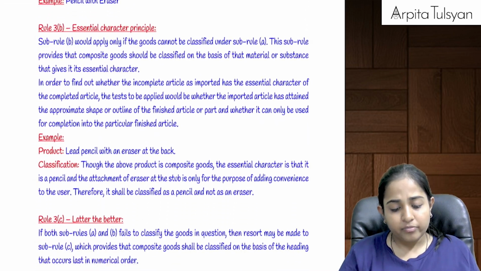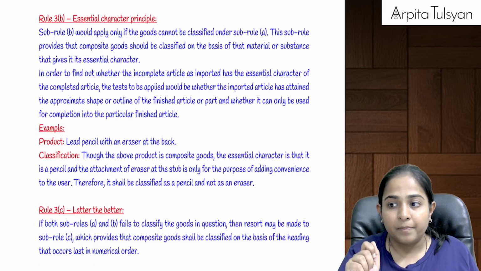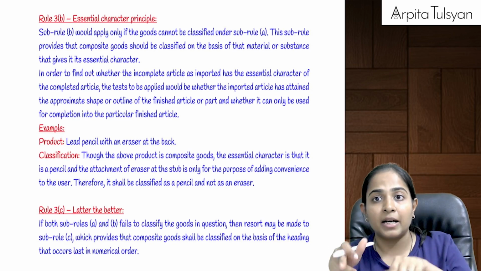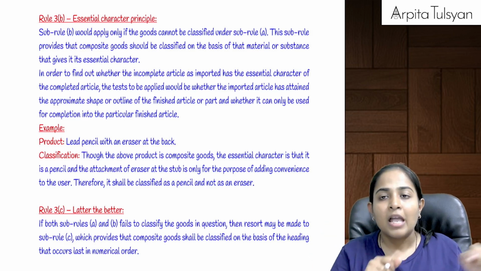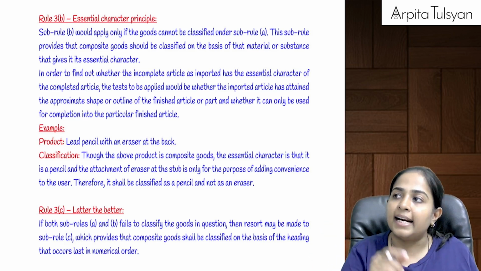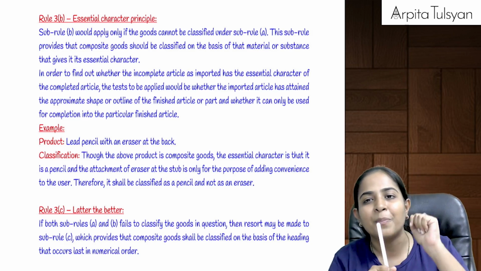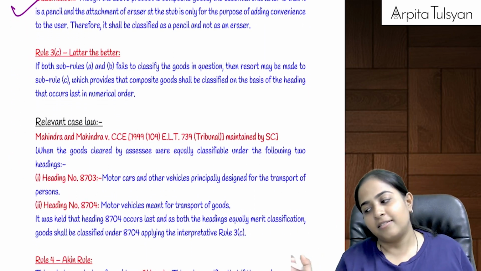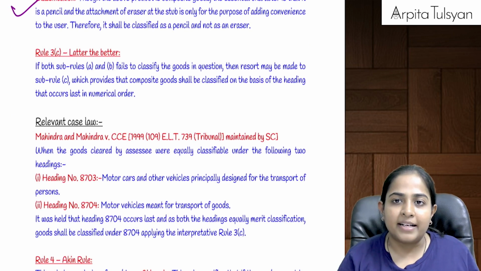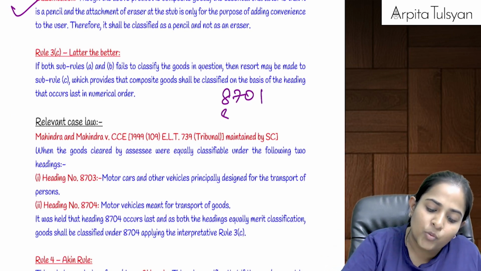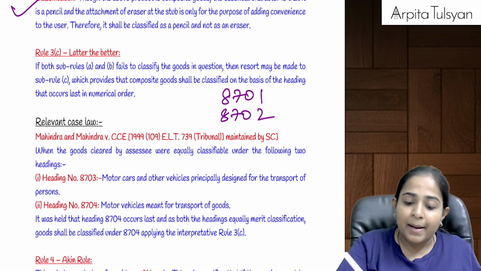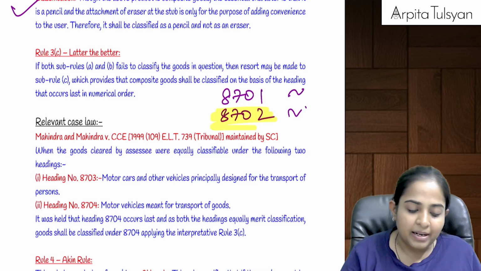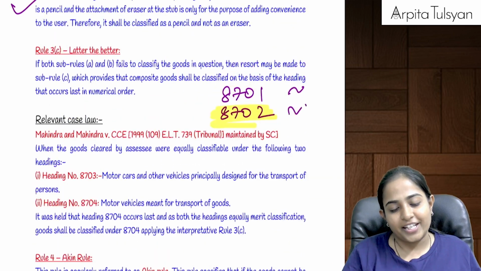Similarly, let's say there is a particular pencil and a rubber is attached to it. Should it be considered as pencil with rubber or rubber with pencil? They are telling to see which is the most important thing. The most important thing is the pencil and the rubber is just given for convenience, so classify it as pencil. And the last one is the residuary thing, that later is better. Let's say there is a heading 8701 and a heading 8702 and my product is classifiable under both. Then the one which came later will be considered for the purpose of classification. Are you clear till here?